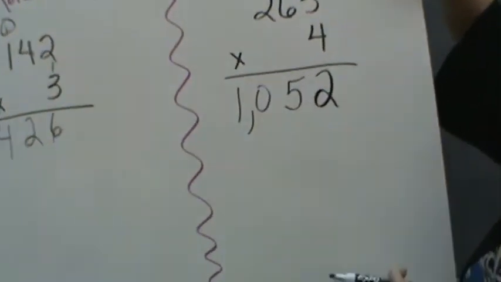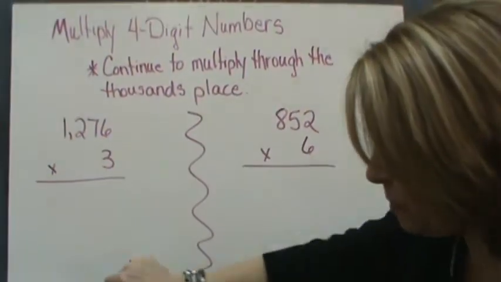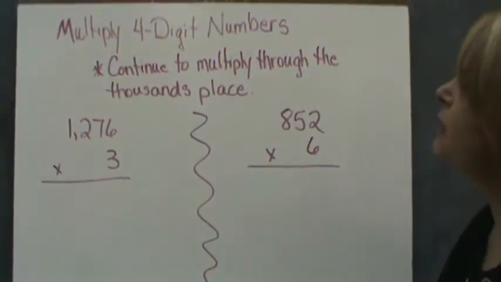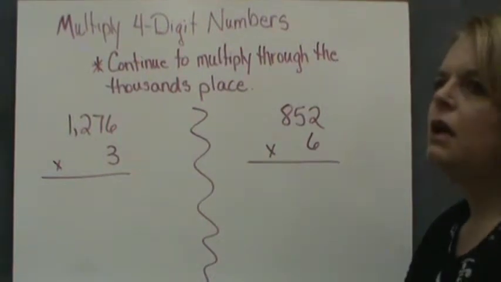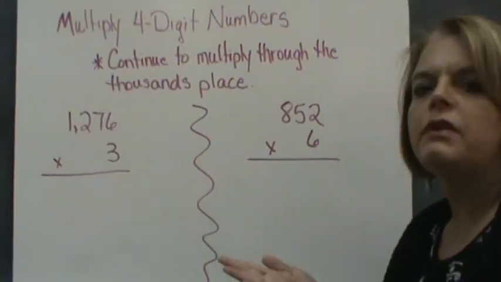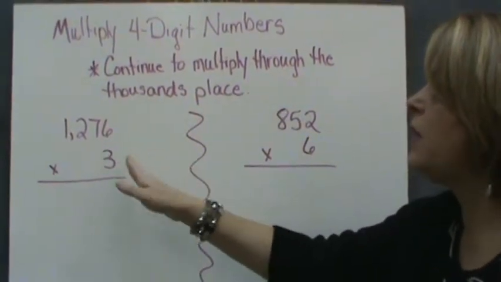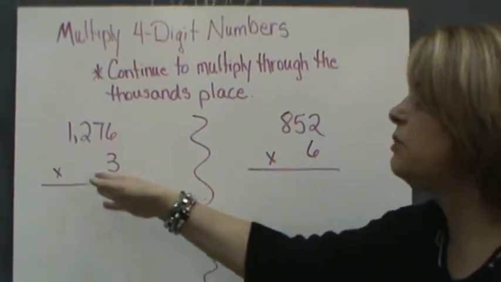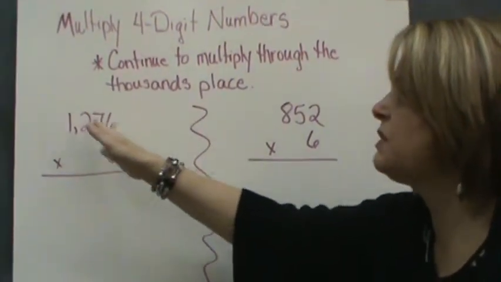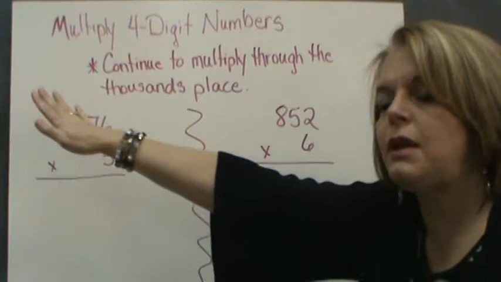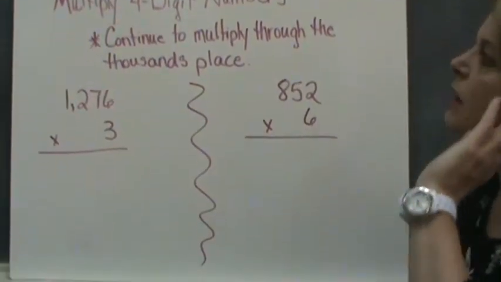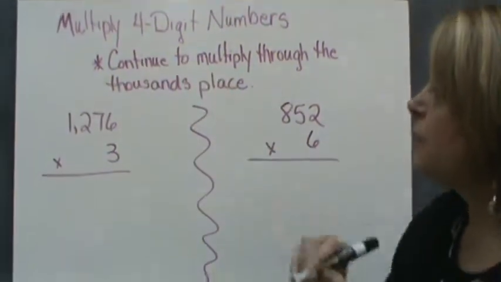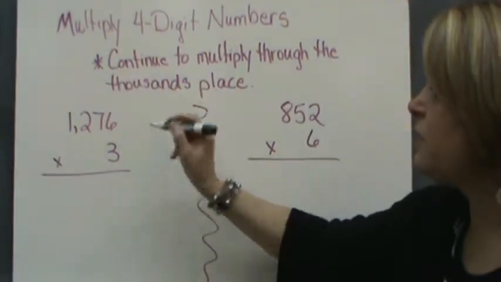All right. Now let's try a little bit bigger number. We're going to multiply 4-digit numbers, but you're just adding one more digit on the top. You're going to keep doing the same thing. You start in the ones place, you'll go to the tens, you'll go to the hundreds, you'll go to the thousands. You just keep going till you get to the highest digit in the top number. So let's give it a try.